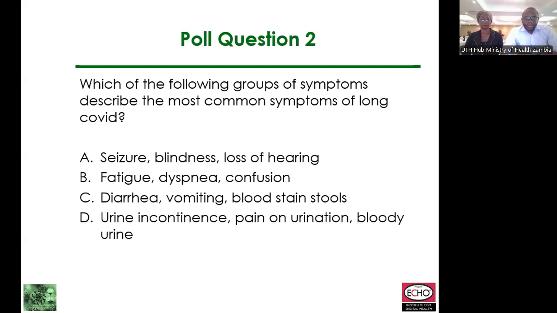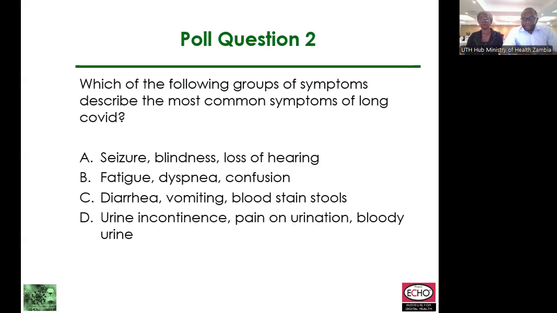I'll repeat the question again. Which of the following groups of symptoms describe the most common symptoms of long COVID? A, seizures, blindness, loss of hearing. B, fatigue, dyspnea, confusion. C, diarrhea, vomiting, blood-stained stools. D, urine incontinence, pain on urination, and blood in urine. We have a few more seconds to give chance to the other participants. Feel free, the pick that you choose is a secret, and we will not be revealing who picked which of the options.